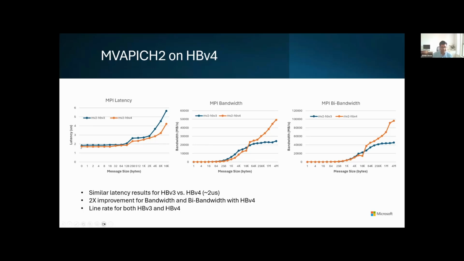Here we can see slightly better latency for HBv4. And if you look at the bandwidth, we have about a 2x improvement on bandwidth and bidirectional bandwidth, mainly coming from the HDR to NDR transition, 200 to 400 gigabits per second. But the important point I want to make here is that MVAPICH2 is able to saturate the network without any overhead. So no virtualization overhead, no software overhead, and we are able to hit the peak number.